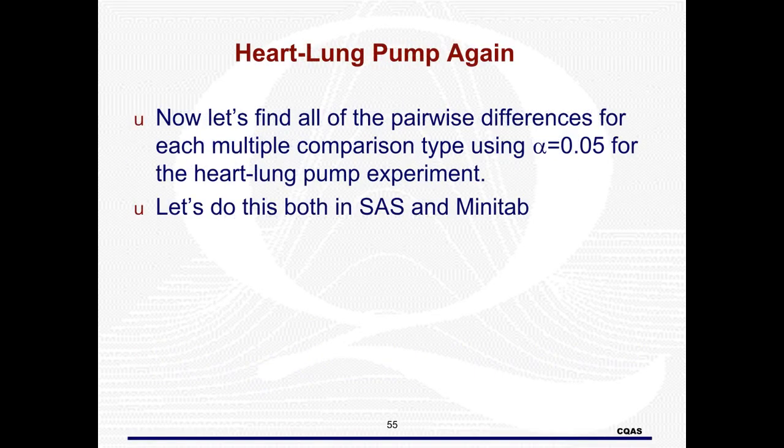Let's return to the heart-lung pump experiment. This time we're interested in all pairwise comparisons among the RPM levels. Rather than focusing on polynomial trends, we're examining differences between individual treatment means. We'll use several multiple comparison procedures and compare their results. This provides a useful opportunity to see how the different methods behave when applied to the same dataset.